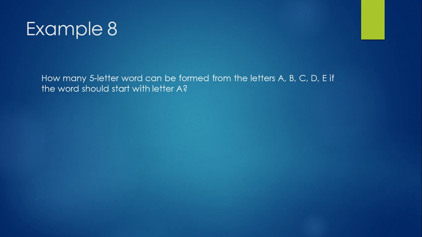How many 5-letter words can be formed using the letters A, B, C, D, E if the word should start with letter A? There will be 5 positions since there are only 5 elements. The word should start with letter A, so let's put the A in the first position. The first position can have only 1 arrangement. The default arrangement is without repetition, so there will be 4 arrangements for the second position, 3 arrangements for the third position, 2 arrangements for the fourth, and 1 arrangement for the fifth position. 4 times 3 times 2 equals 24, so there will be 24 ways.